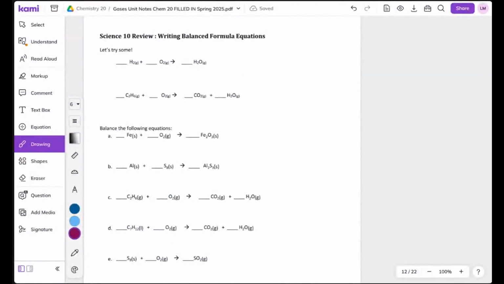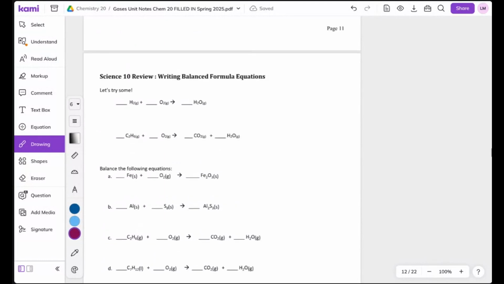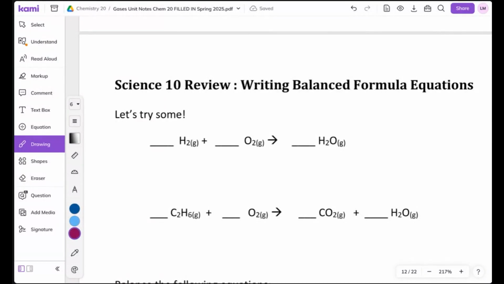Alright, so before we get into Gay-Lussac's law of combining volumes as well as Avogadro's law, first we need to do some review of Science 10 concepts such as balancing chemical reactions here. So let's give these couple of examples a try here. So first off, we've got hydrogen reacting with oxygen to produce water vapor here.